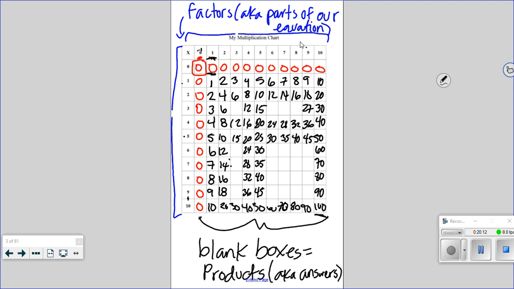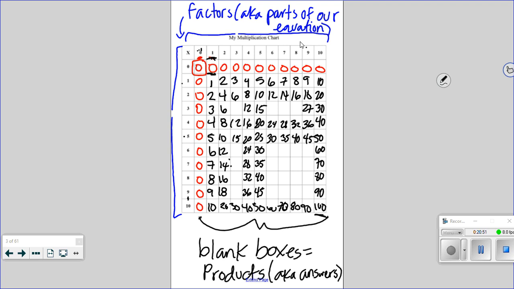9 times 4, that should already be filled in. Friendly? 27. Not 27. 9 times 3 is 27. 9 times 4. What is 9 times 4? Put your finger on it. One finger on 9, one finger on 4, and then where they meet. Eliana? 36. It's 36. If yours is not filled in, fill it in.